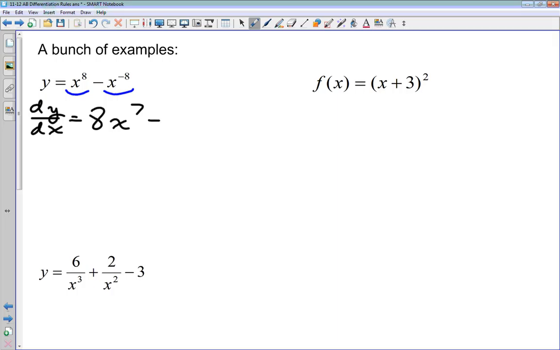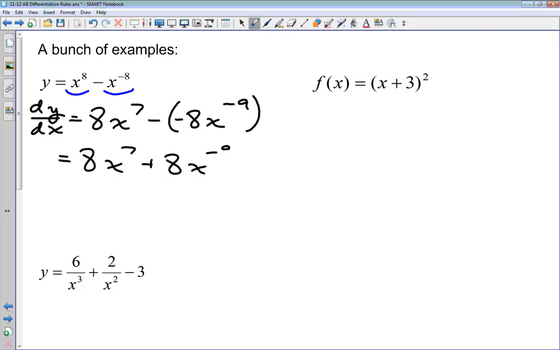Then we're going to subtract the derivative of our second term. So the derivative of our second term, we're going to bring down the negative 8 as an exponent, keep the x, and then negative 8 minus 1 is negative 9. So our derivative function is going to be 8x to the 7 plus 8x to the negative 9. And if we're dealing with negative exponents, remember we can always rewrite negative exponents by moving that term down into the denominator here. So this could be written as 8 over x to the power of 9.